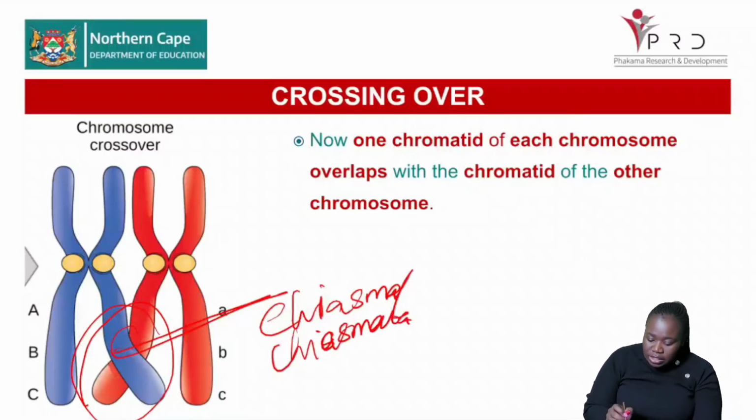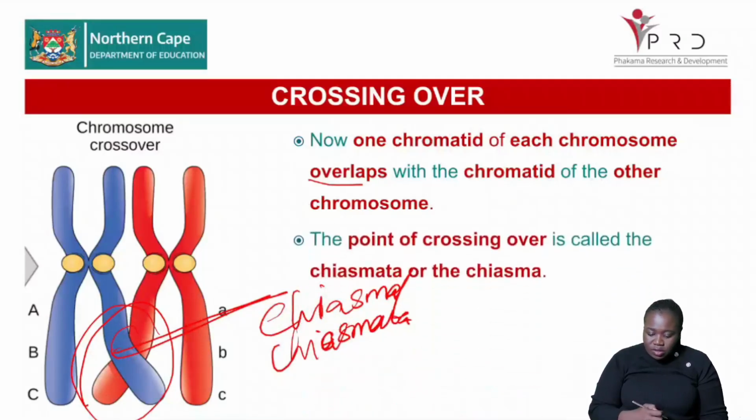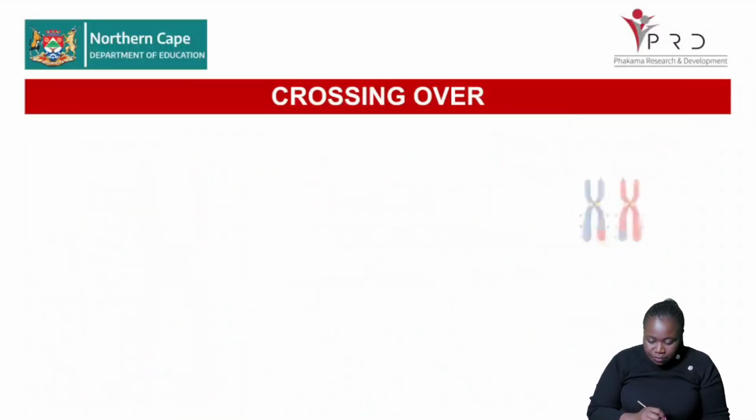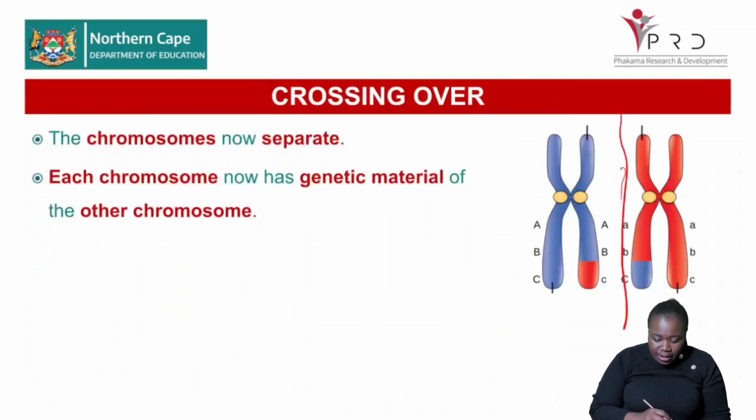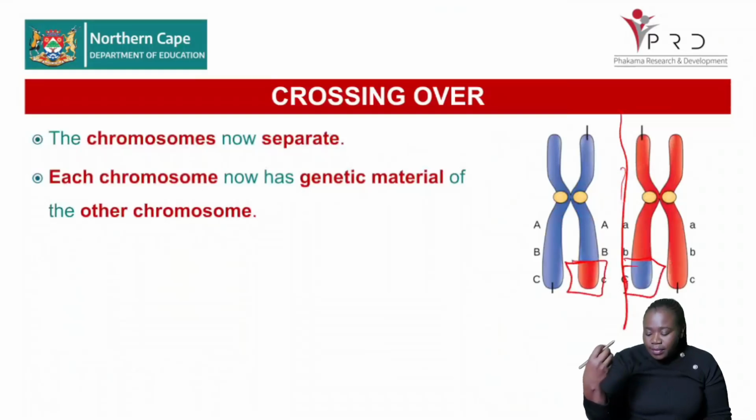Now, one chromatid of each chromosome overlaps with the chromatid of the other chromosome. That is what I've just mentioned. The point of crossing over is called chiasmata or chiasma. Okay, and then the chromosomes are going to separate. As they are separating, we can see here they have already separated, and each chromosome will now contain genetic material from the other chromosome. We can see here by this color coding that the red chromosome now contains part of the blue chromosome, and the blue chromosome also now contains part of the red chromosome.